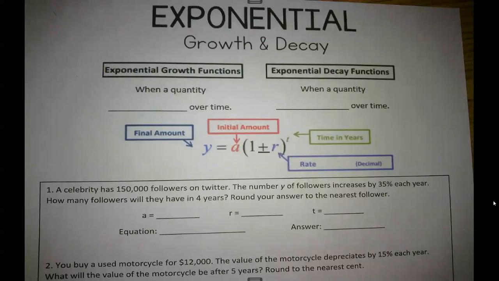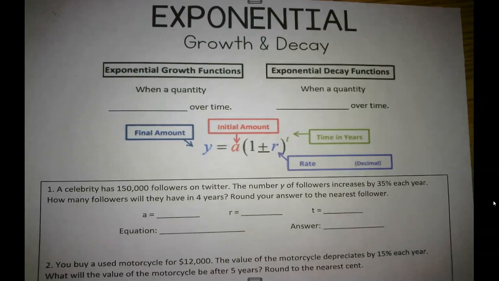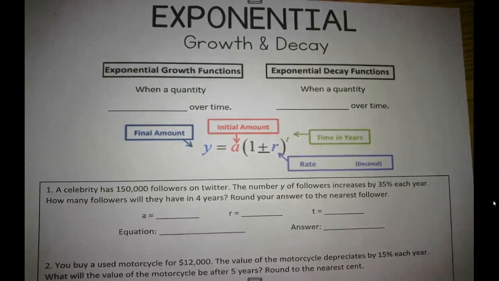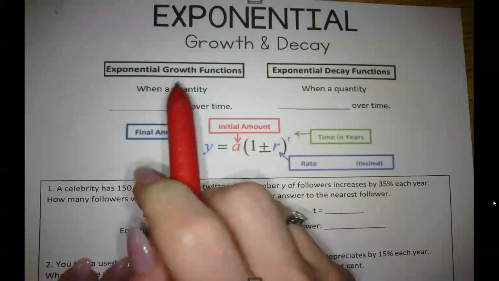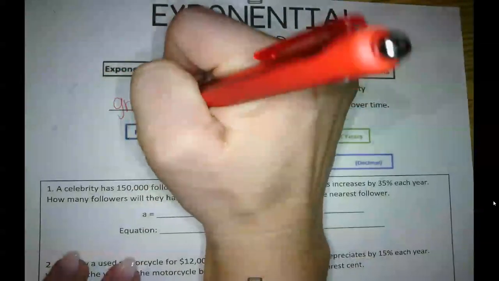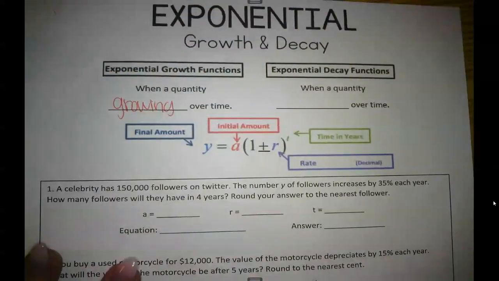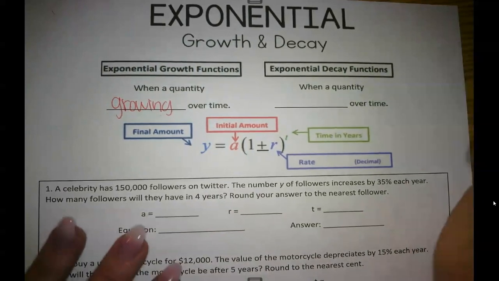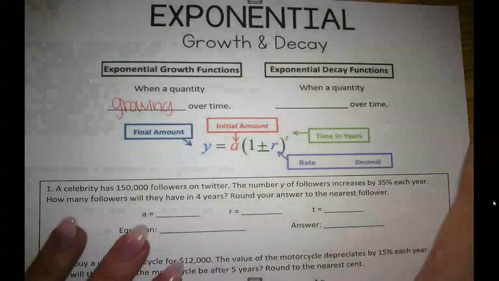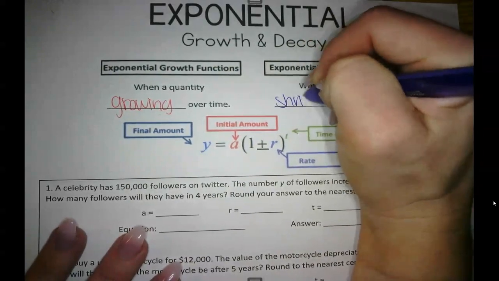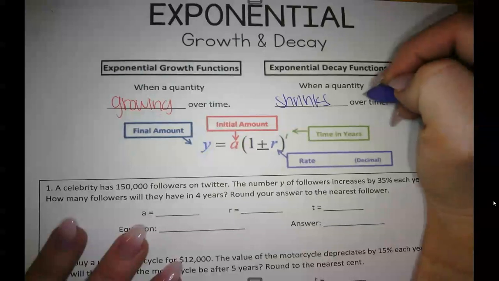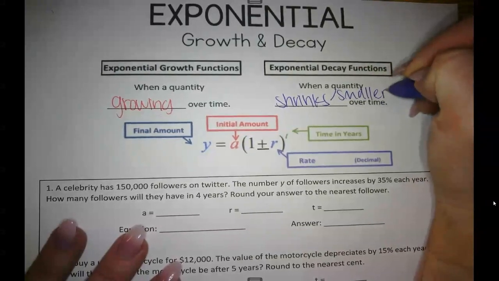All right, let's look at our exponential functions. These are called our growth and decay. So we've got exponential growth functions, and that is when a quantity is growing or getting bigger over time. And then we also have our exponential decay functions, which decay means that it's getting smaller, when a quantity shrinks or gets smaller over time.